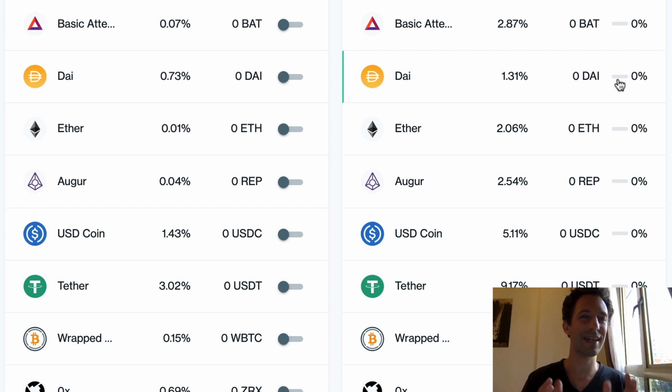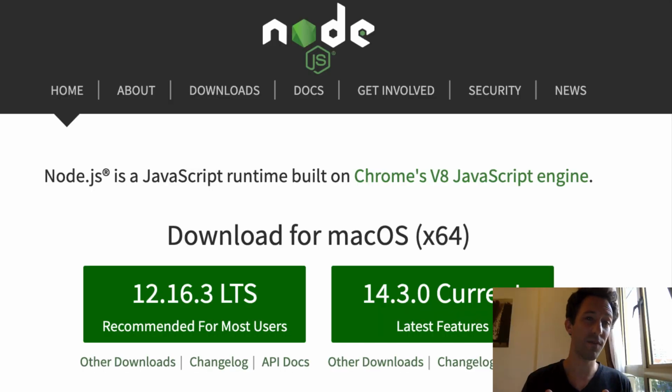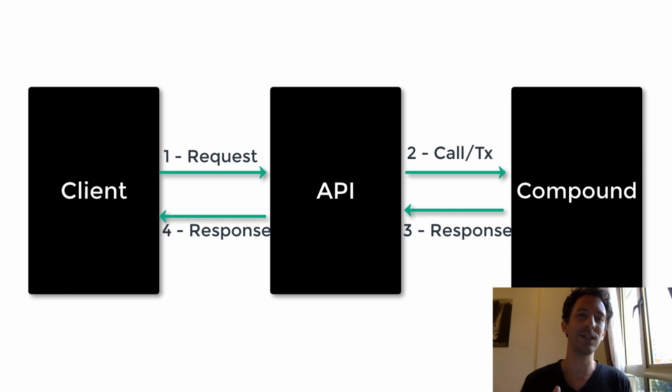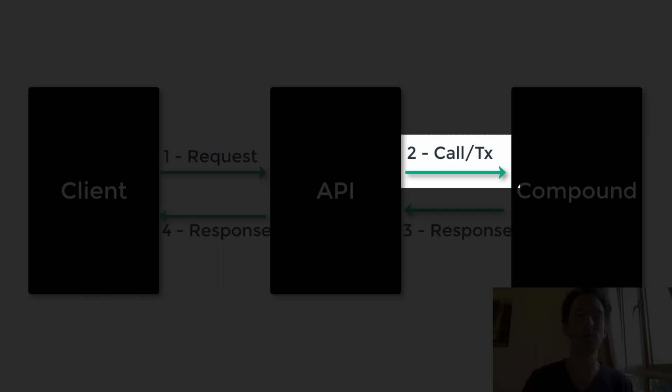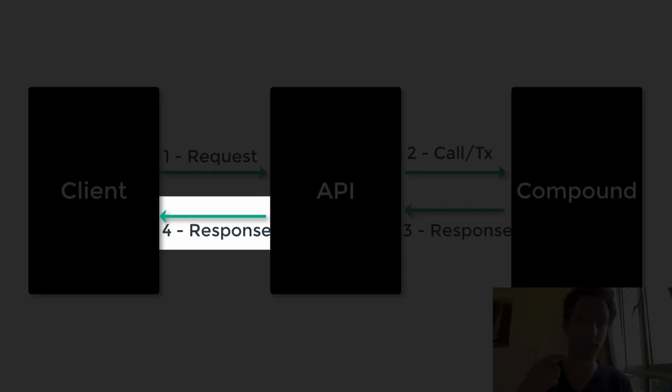Next, let's see what's the architecture of our API. We will interface with Compound by building an API that runs on a Node.js server. We will be able to hit this API from any client. Could be from another server, a browser, or a mobile app. We will send HTTP request from the client to our API, then the API will forward this request to the smart contract of Compound on the blockchain by using a JavaScript library called Web3. Then the smart contract of Compound will send a response to the API and we'll finally be able to send a response to the client.